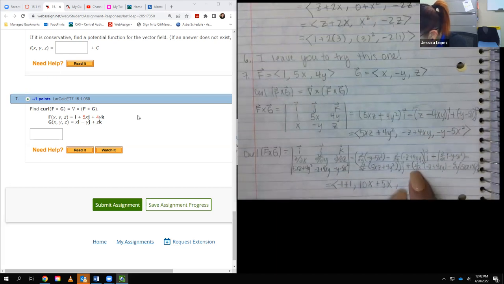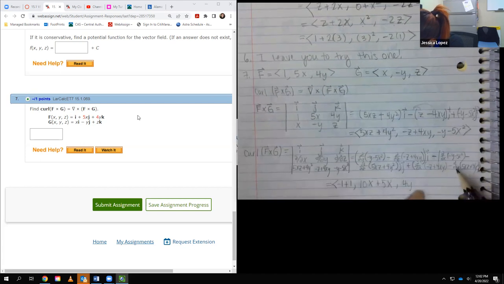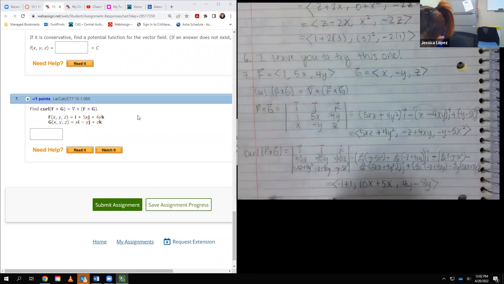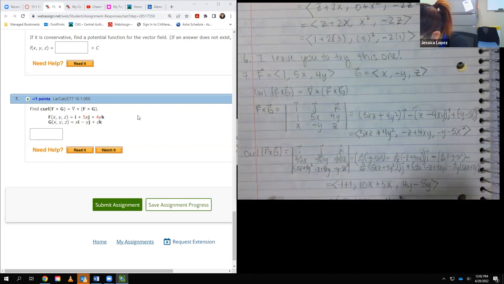Now for the third term, the derivative of negative z with respect to x is 0. The derivative of 4xy with respect to x is 4y. And then the derivative with respect to y of 5xz is 0. The derivative with respect to y of 4y squared is 8y, but a negative times a positive is a negative. So if we clean that up, we actually end up with 0, 15x, and negative 4y.